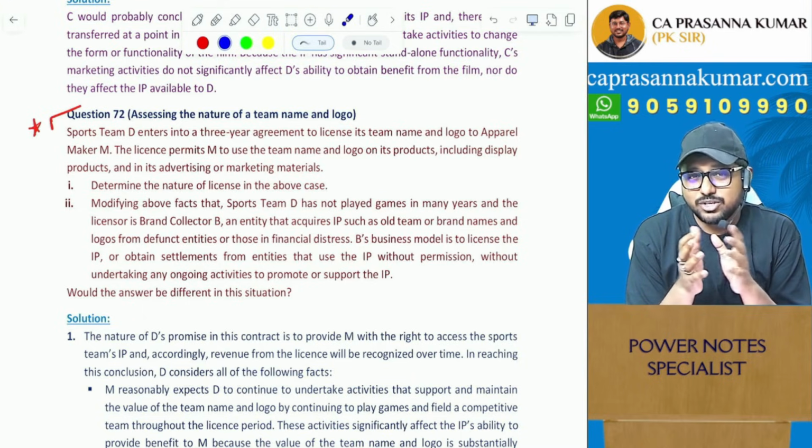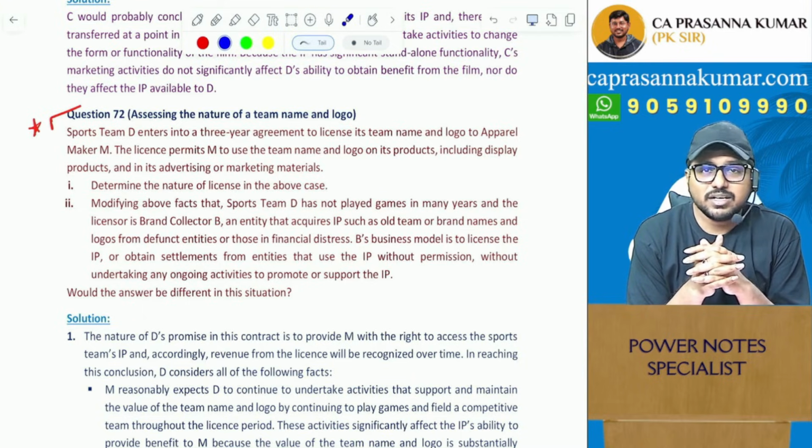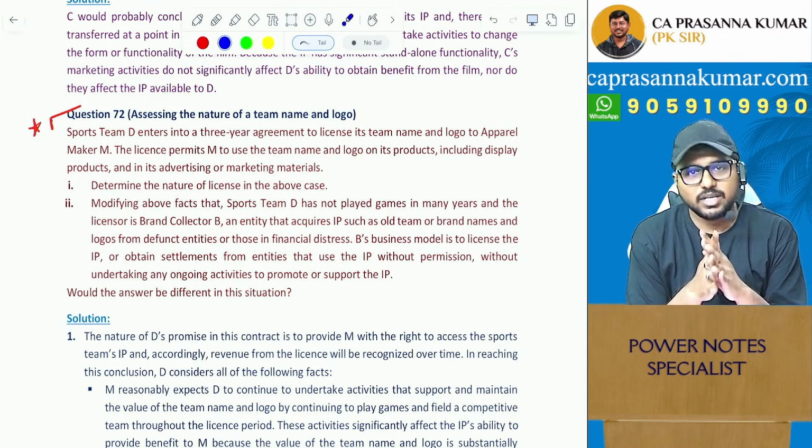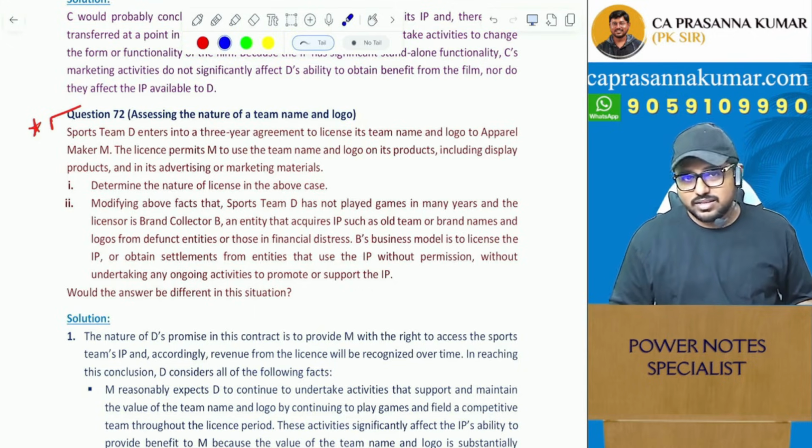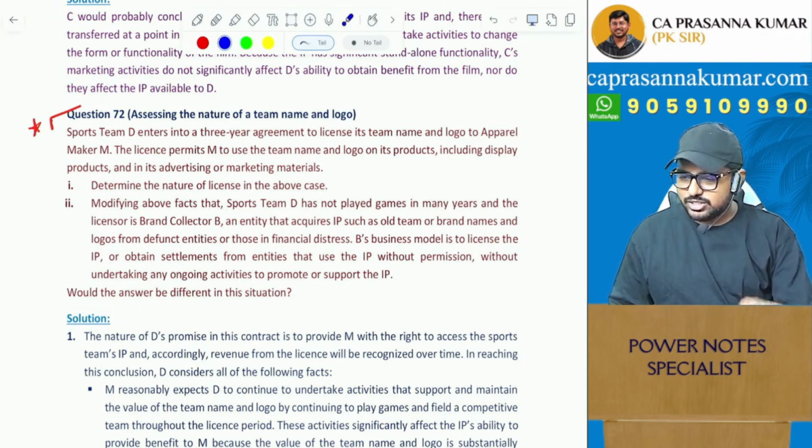The other one is right to use, where you will be given a static content and the content will never change. Therefore, at the beginning itself, at the inception of the licensing itself, you have to recognize the revenue because PO is satisfied at a point of time. Clear? This is the concept that we know, but that needs to be applied over here, and that's going to be very interesting. So I want you guys to just read the question.